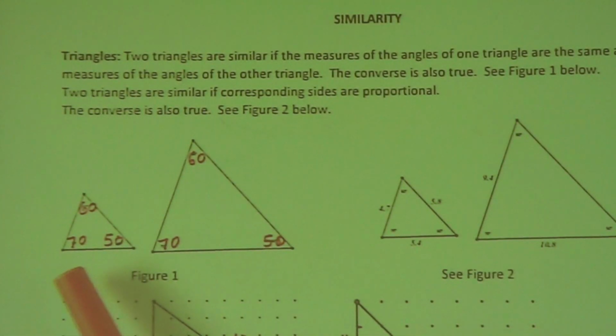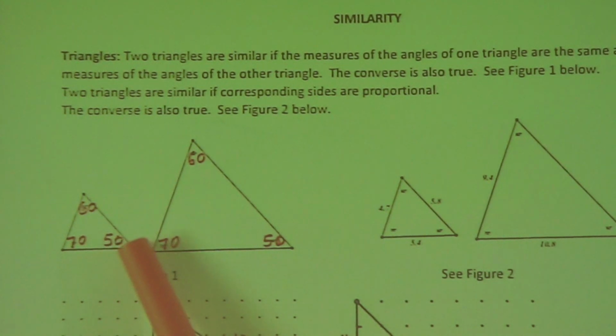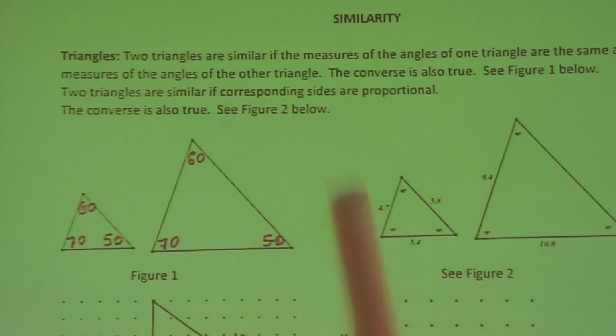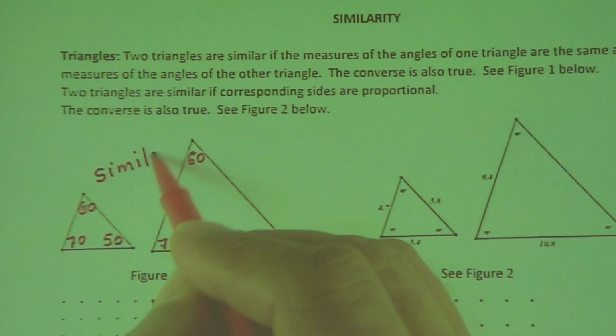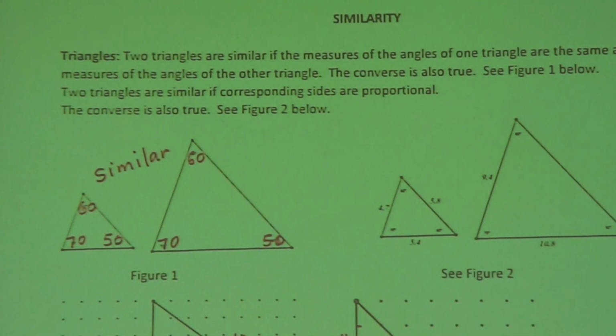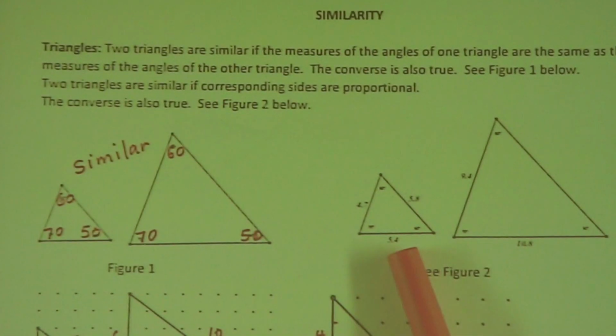If I have two triangles, and let us say this angle 50 corresponds to that, this is 60, that's 70. Remember, when you add 3, you must get 180 degrees. We will say that these are similar triangles. It means they have the same shape. One is just a bigger version of the other one. Take these two triangles.